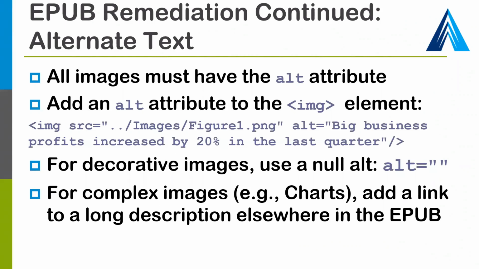When there's a complex image in the EPUB, such as a chart, a long description of the image would be better than alternate text. And if you're interested in a technique for how to add long descriptions to your EPUB, we would recommend that you look for a conference session at Accessing Higher Ground, where some of us will be discussing these accessibility techniques in more detail.